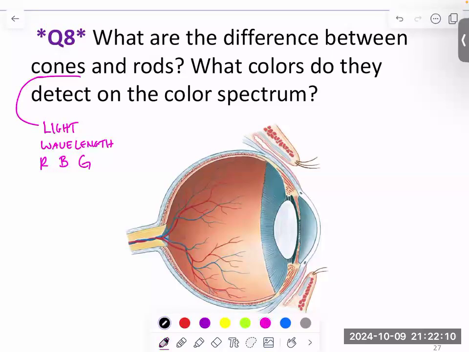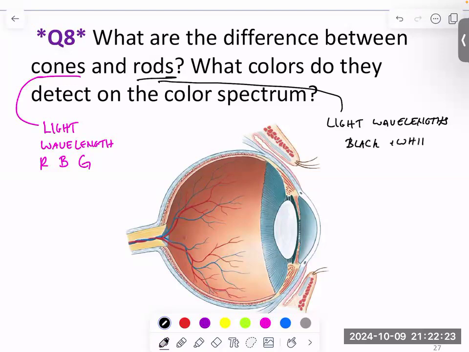What does a rod detect? Light wavelengths. In which color? This one is black and white. And this one, again, is important that you understand. It's going to allow you to see resolution. People can be born without these. They won't see colors, but they can still navigate the world with vision. It'll just be in black and white.